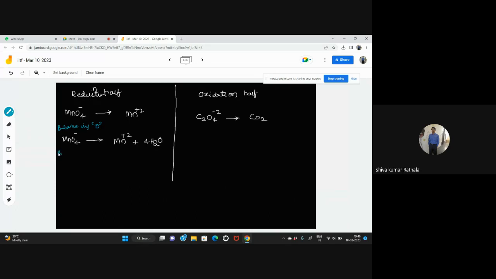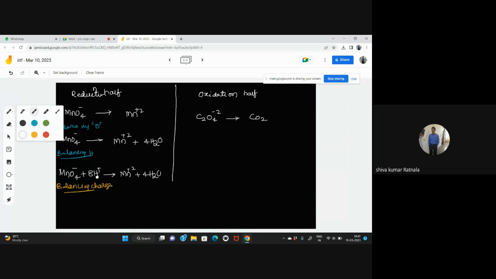Next one, balancing hydrogen. As the reaction is taking place, left side there are no hydrogens, and right side there are 8 hydrogens. So let me balance like this: MnO4 minus plus 8H plus gives rise to Mn 2+ plus 4H2O. Now balancing charge. For balancing charge, what we will do? We will add the number of electrons now.